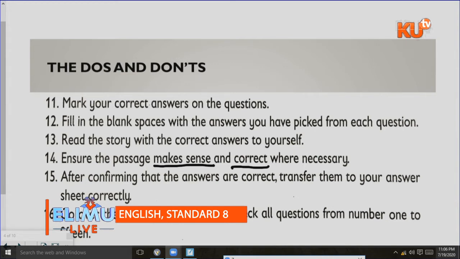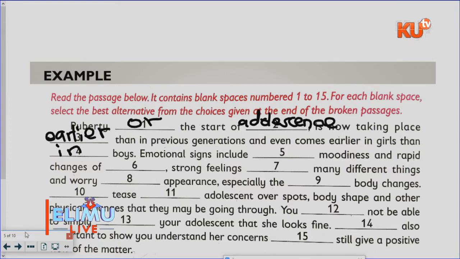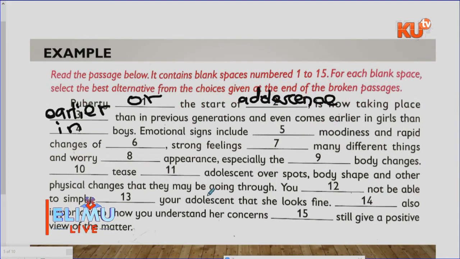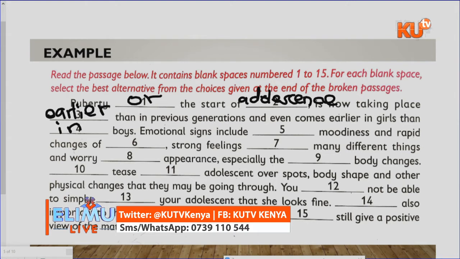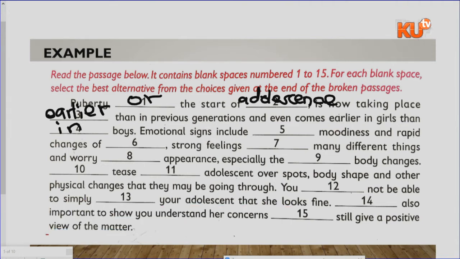So the first Cloze test, I had already given you a brief preview of it. So the first one is there. Puberty, or the start of adolescence, is now taking place earlier than in previous generations and even comes earlier in girls than in boys. Emotional signs include dash, moodiness and rapid changes of dash, strong feelings dash, many different things and worry dash appearance, especially the dash body changes, dash tease dash adolescent over sports, shape dash and shape and other physical changes that they must be going through.